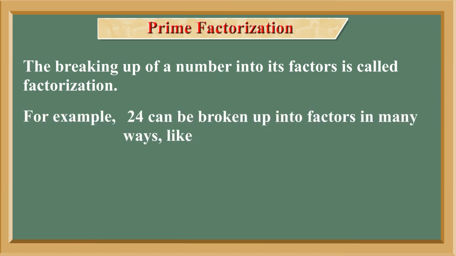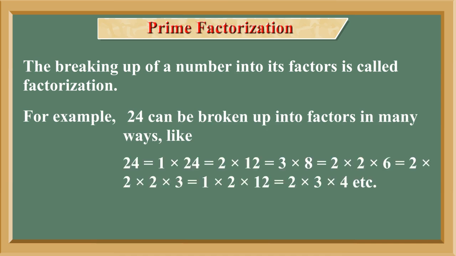For example, 24 can be broken up into factors in many ways, like 24 is equal to 1 multiply 24 is equal to 2 multiply 12 is equal to 3 multiply 8 is equal to 2 multiply 2 multiply 6 is equal to 2 multiply 2 multiply 2 multiply 3 is equal to 1 multiply 2 multiply 12 is equal to 2 multiply 3 multiply 4 etc.